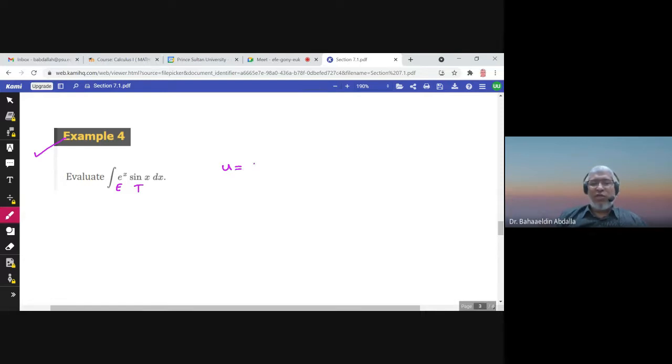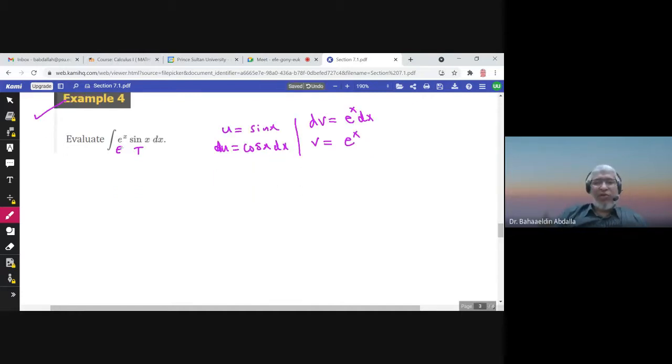Let me use u equals sine x, and du would be the derivative of sine, which is cosine x dx, and dv would be e^x dx, and the integral of dv is v, and the integral of e^x dx would be e^x. Let me call this integral I. So I would be equal to uv, which is e^x sine x, minus the integral of e^x cosine x dx.